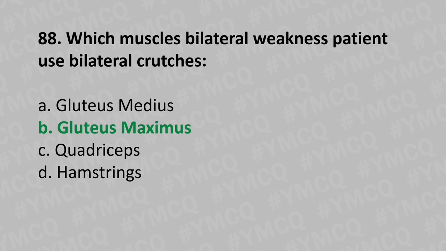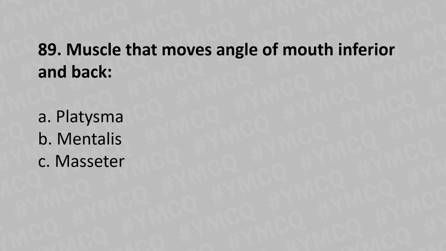Which muscle moves the angle of the mouth inferiorly and backward? Option A, platysma. Option B, mentalis. Option C, masseter. And the answer is option A, platysma. Moving to our 90th question.